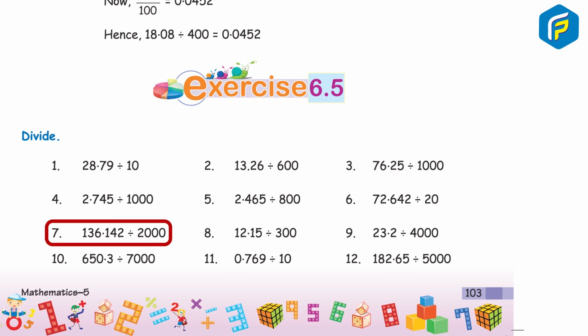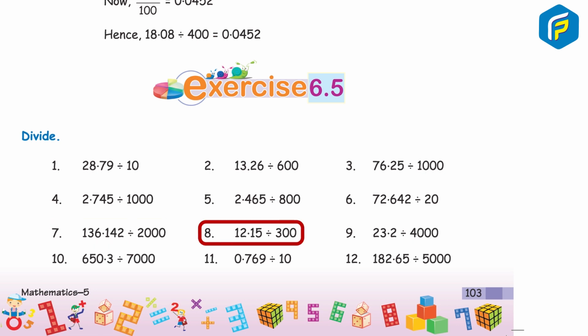7. 136.142 divided by 2000. 8. 12.15 divided by 300. 9. 23.2 divided by 4000. 10. 650.3 divided by 7000. 11. 0.769 divided by 10. 12. 182.65 divided by 5000.